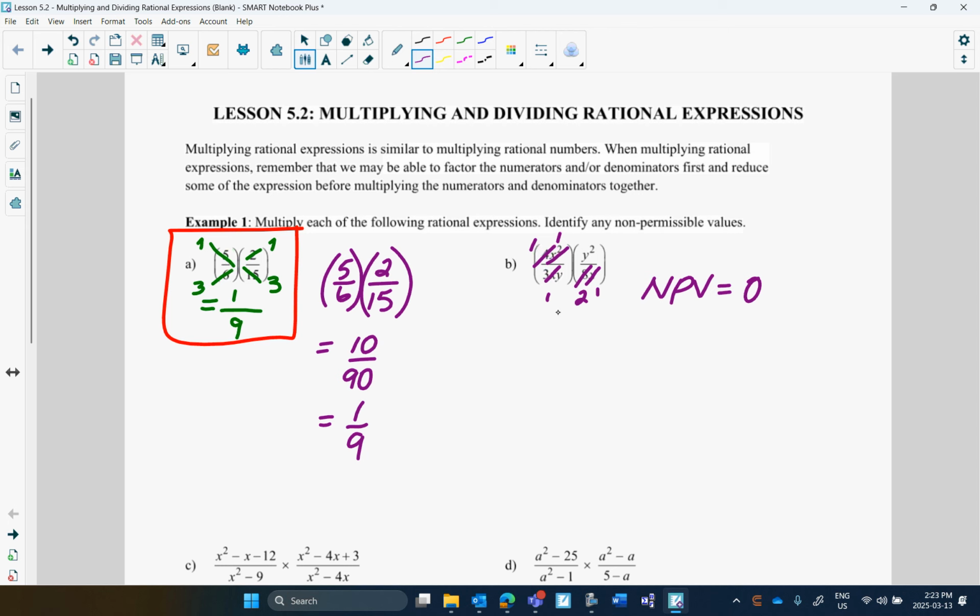But what about the Y's? How many Y's can I take out? 1. So if I divide 1 Y here, I'm left with 1. If I divide 1 Y here, I'm left with Y. So what are we left with? 1 times 1 times Y. And then 1 times 1 times 2 times 1. 2. And that's simplified. Yeah. Sorry, 3. 3 times 1 times 1 times 2 times 1. Thank you. Y over 6. Good catch.